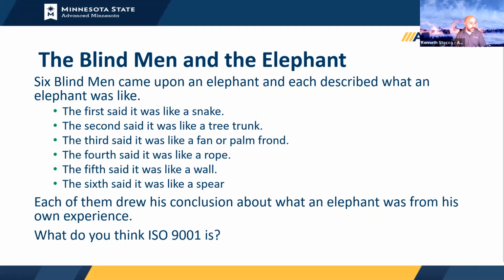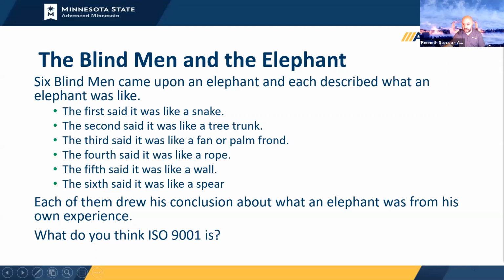The other one touched its leg and said it was like a tree trunk. The third one touched its ear and said it was like a fan or a palm frond. The fourth one happened to grab its tail and said it was like a rope. The fifth touched the side of it and said it's a big wall. And then the sixth touched its tusk and said it was like a spear. Each of them drew their own conclusion about that elephant from their own experience. So based on that, what do you think ISO 9001 is?